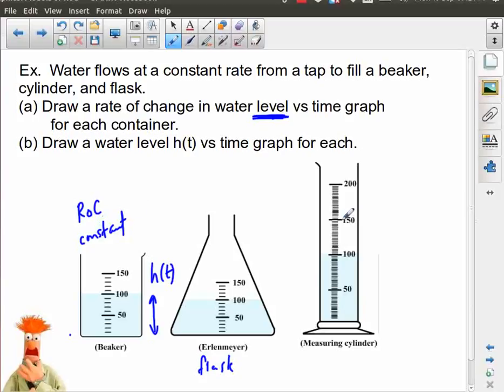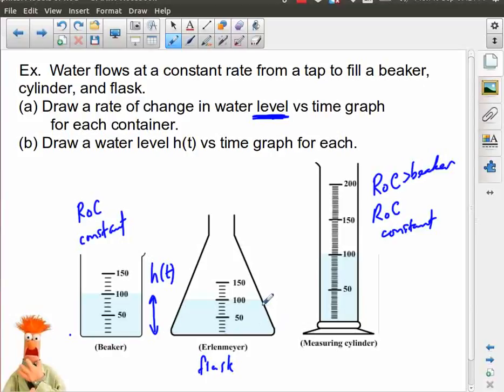I'm going to skip over here to the cylinder just for our discussion. What would you say about the rate of change here? Well, it's narrower, which means the rate of change is going to be faster than it was in the beaker. So my rate of change is greater than the beaker. But otherwise, the rate of change is constant because, again, from the side, it's a perfectly rectangular shape. Now, what about this one?